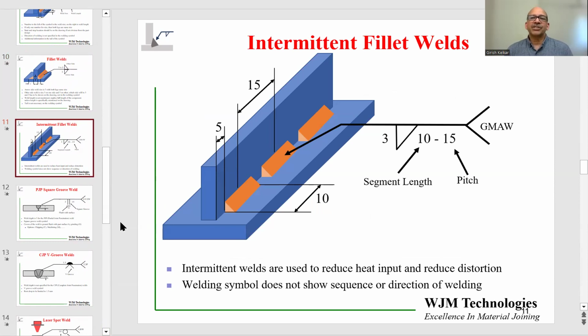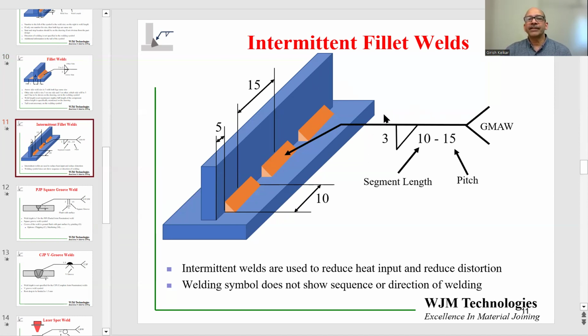A lot of the welds, especially long ones, are often made intermittent because you want to limit the amount of heat input to reduce the amount of distortion of the part. Here I'm showing a schematic of a component which has been made with 3 welds, 3 segments.